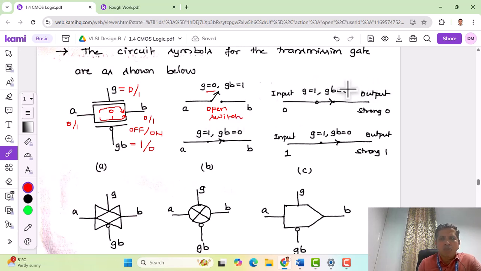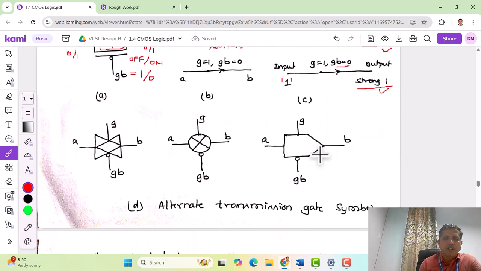So now G is equal to 1, GB is equal to 0. We have a normal and a complemented control signal. Input is kept at logic 0 and we have a strong 0. Output is going to be strong 0. Similarly, for the same condition, control is equal to 1 and the complement of control is equal to 0. Now let us test it with logic 1 at the input, and the same is transmitted. So we have a strong 1. As I already mentioned, the ones are transmitted through the PMOS and zeros are transmitted through the NMOS, because NMOS is good at 0 and PMOS is good at 1. So we are able to transfer zeros and ones in an acceptable fashion.